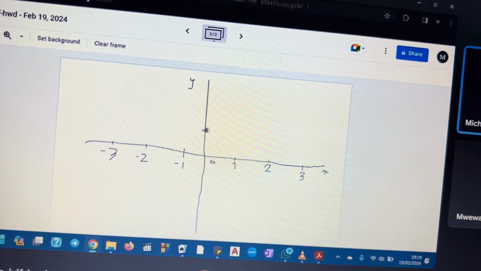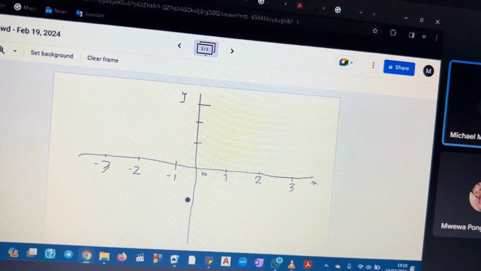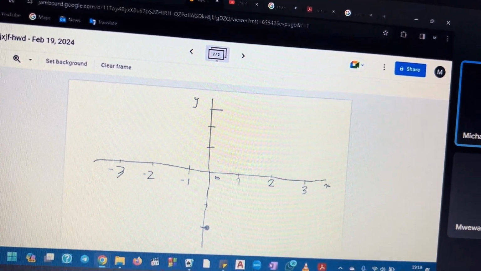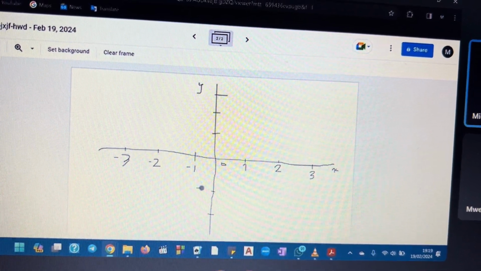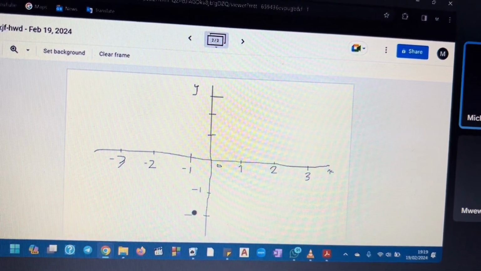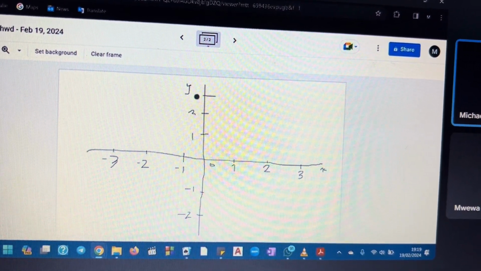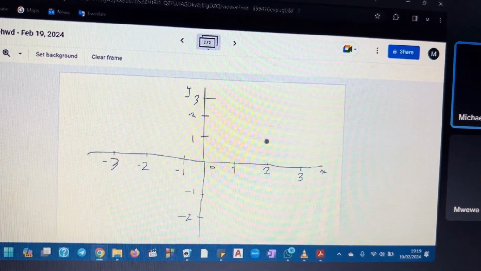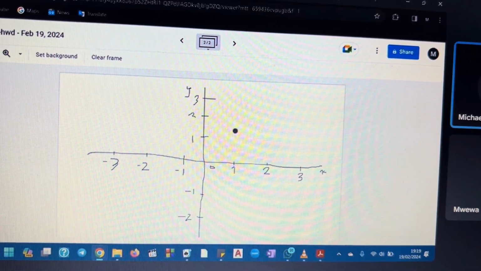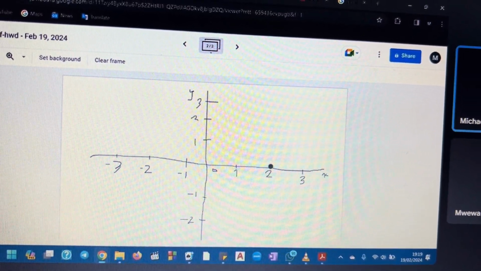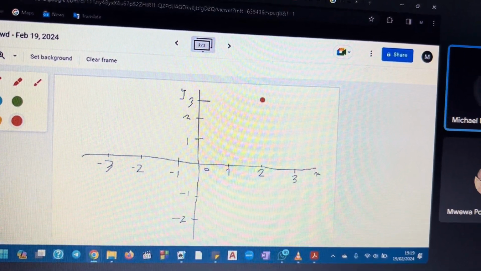And then let's have 1, 2, 3 on the y. 1, 2. Okay, there's no space down there. Negative 1, negative 2. 1, 2, 3. So I'm going to put 3 points. So let's say put 1 point there.